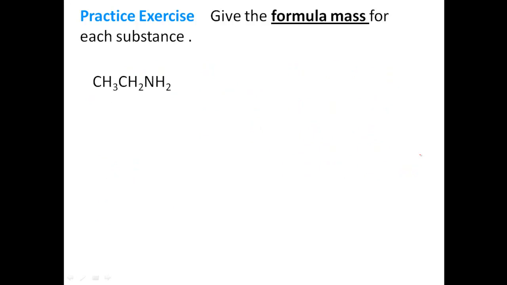CH3CH2NH2. Now the longer these formulas get, don't make them more complicated than what it is. The key is write out every element you have, write out how many atoms of each element you have. So in this formula we have carbon, hydrogen, and nitrogen, right? We have 1 atom of carbon here and then a 2nd atom of carbon here. So we have 2 carbon atoms.